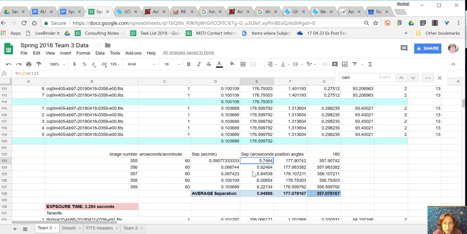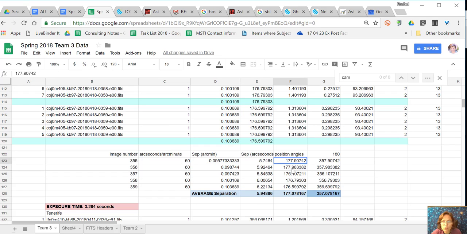Okay, and the average separation, which is, let's see, I just multiplied these arc minutes times 60 to get it into arc seconds, because that's how it's reported in the literature. So here's the image number, here's the average separation, here's the average of those averages right there.